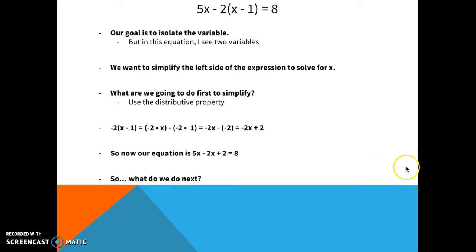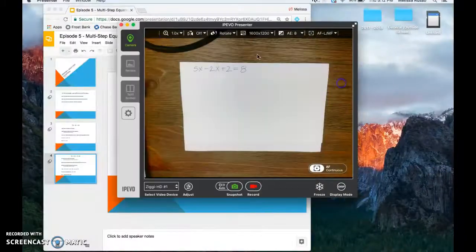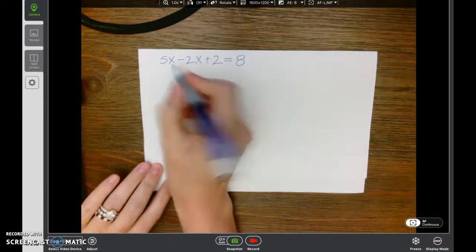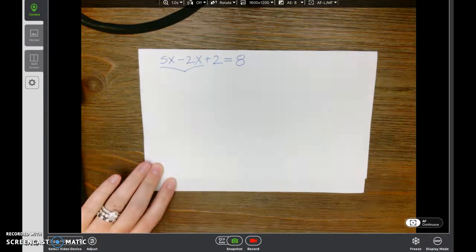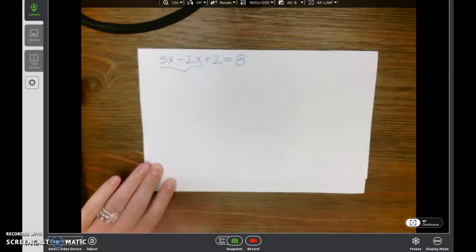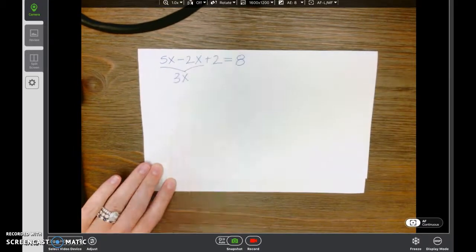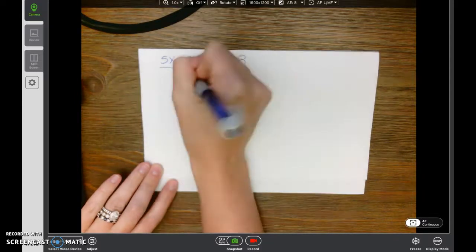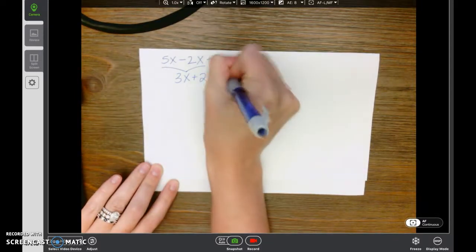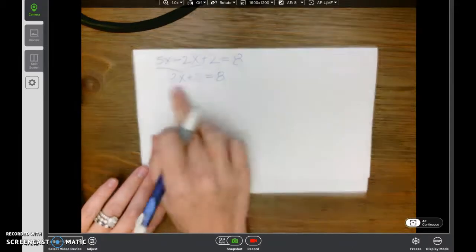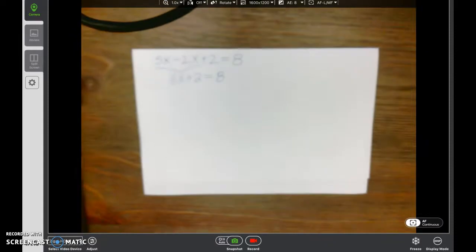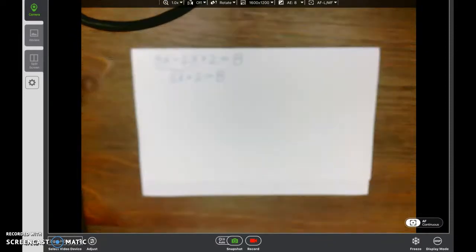Well, in looking at my left side of my expression, I see like terms that I can combine. So I see a 5x and a 2x. And since we have a subtraction between them, I'm going to do 5 minus 2 and get 3 and then bring my x with it. So 5x minus 2x is 3x. And then I have my plus 2 equals 8. So now this will look like our two-step equations that we've been solving. So now I have 3x plus 2 on the left side equals 8.